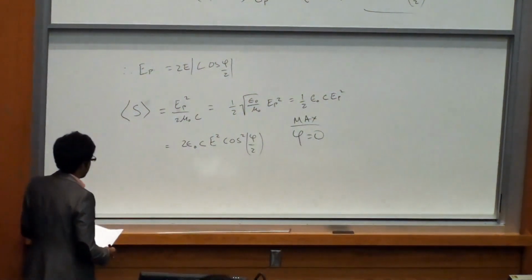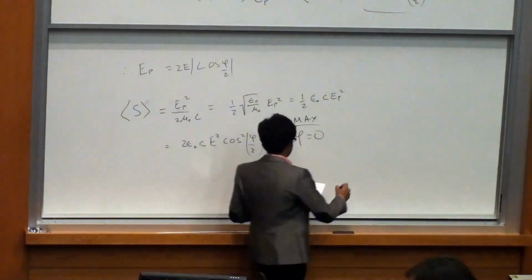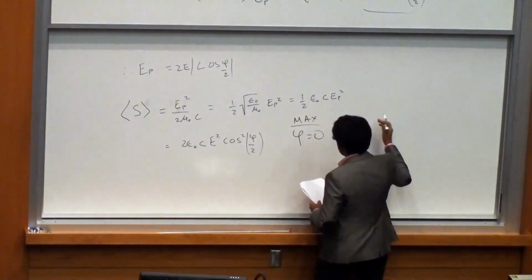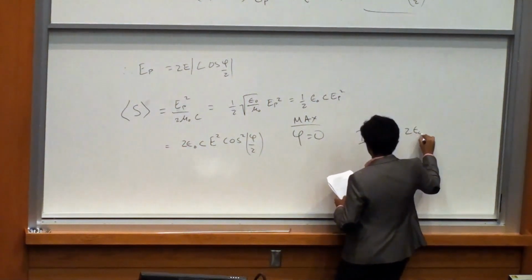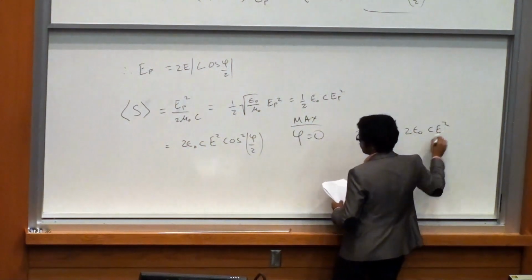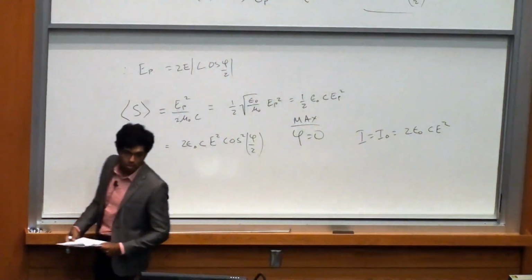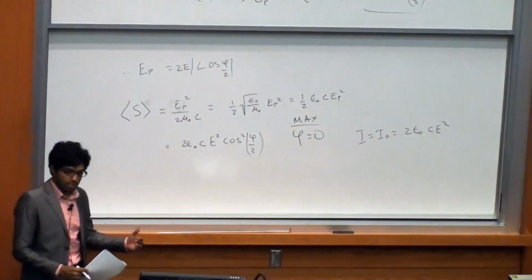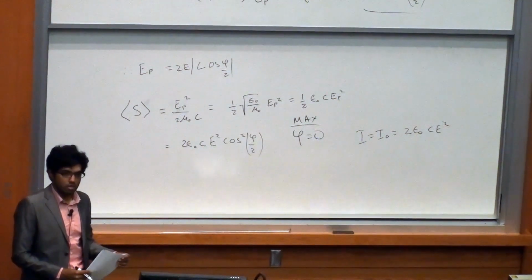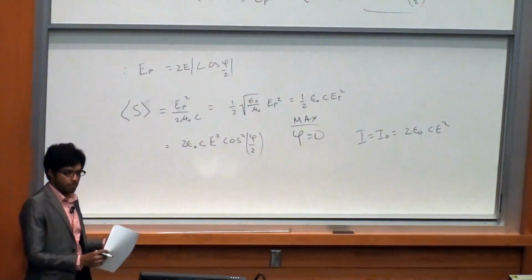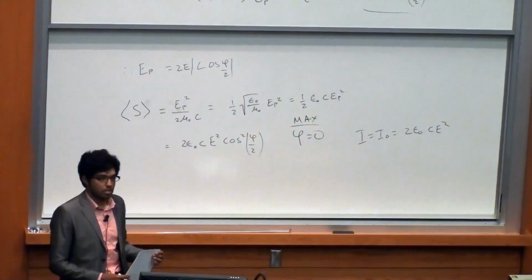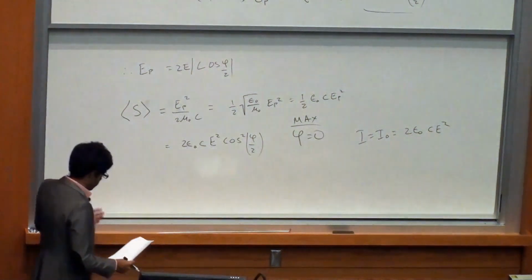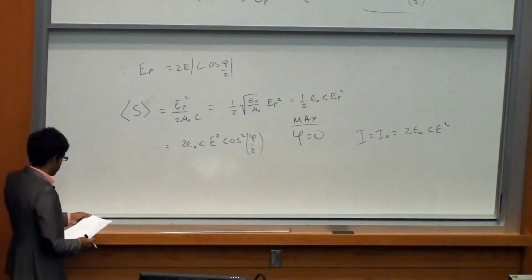Right? So when phi is 0, you get intensity I equals I naught, which equals 2 epsilon naught c E squared, because cosine of 0 will give you 1. So to get the maximum intensity, those two have to be in phase. And that makes sense. If they're out of phase, then they may interfere destructively, and obviously the intensities won't be as high. So this makes sense that they both have to be in phase.